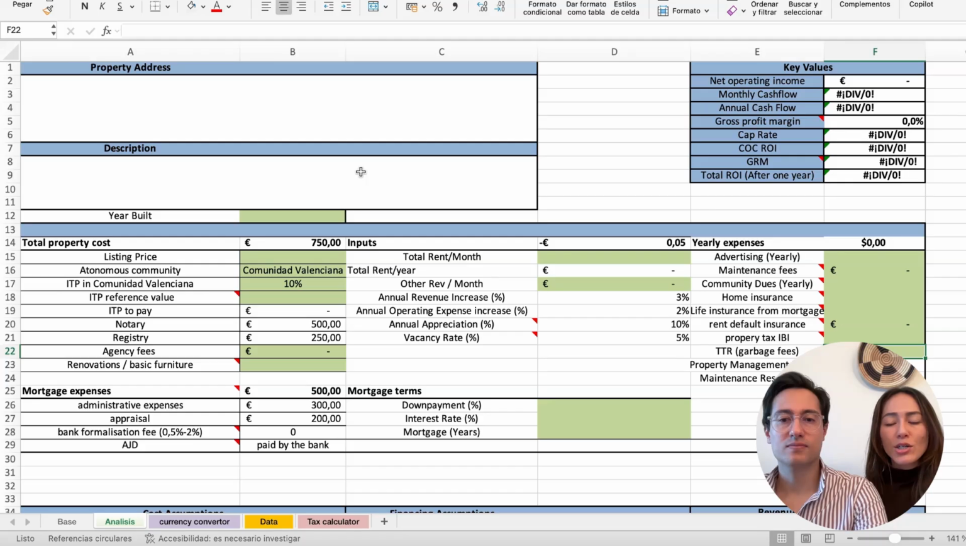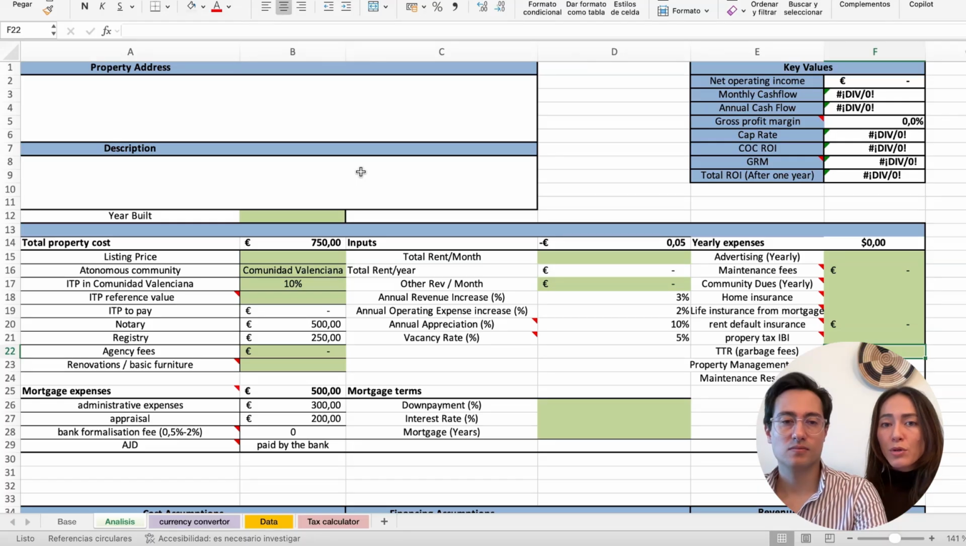This is a calculator that we use to analyze all our deals here in Spain. If you are looking to invest in a property in Spain, whether you are in the region of Valencia, Madrid, Alicante, or even the north, this is the calculator for you.